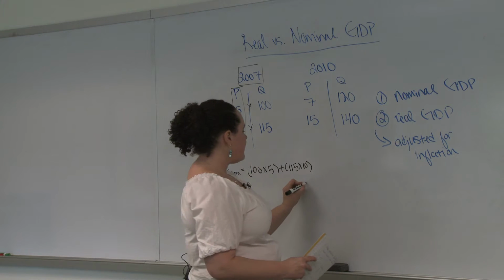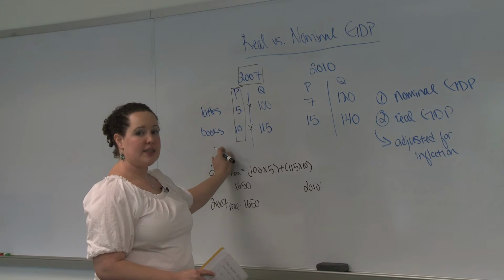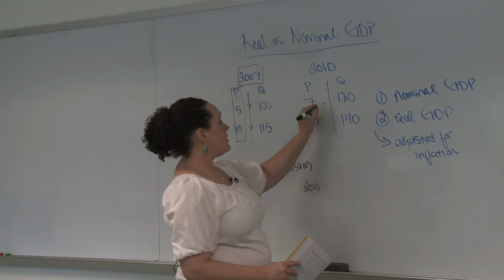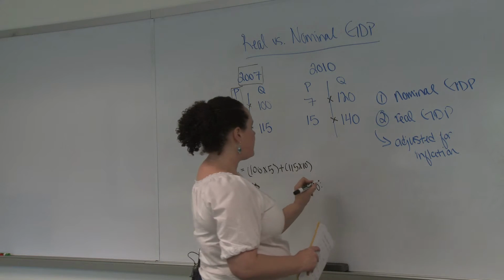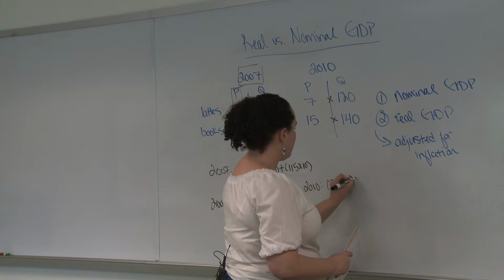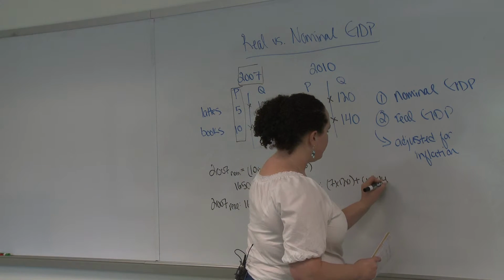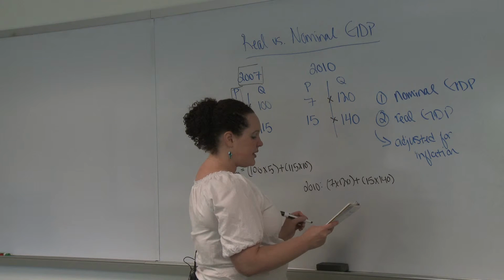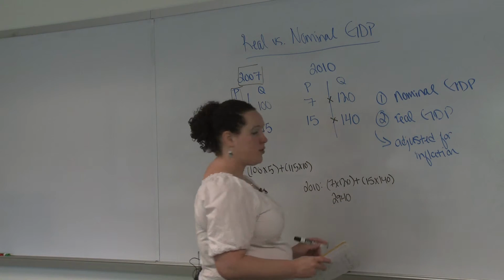So for 2010 nominal, we would do the exact same thing that we did for 2007 nominal. So we would take 2010 prices times 2010 quantities. So it would be 7 times 120 plus 15 times 140. And we would get a nominal GDP in 2010 of $29.40.